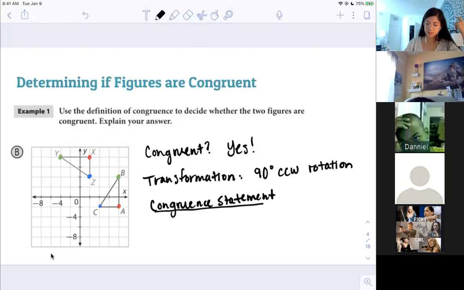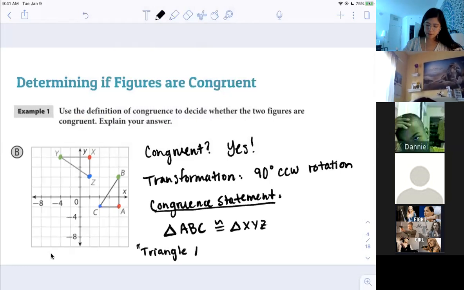That's actually really easy. There's a symbol we're going to learn, and let me just show you what it looks like first. This congruence statement is a mathematical way of representing saying the same thing. All I'm saying here is triangle ABC is congruent to triangle XYZ.